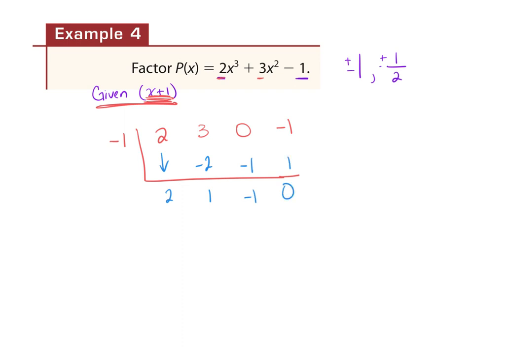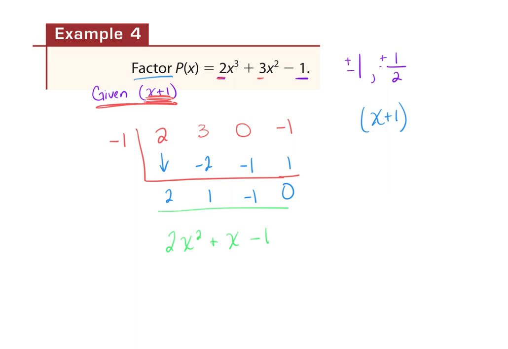That is what I'm looking for if they told me it was a factor. So they want me to factor this. The first thing I'm going to write down is the one that they gave me. That's one of my factors, all right? And then I am going to rewrite this with my x's. So I started with an x cubed, so now this is going to be 2x squared plus 1x minus 1.